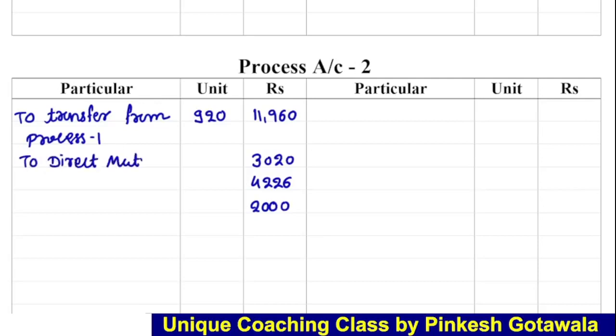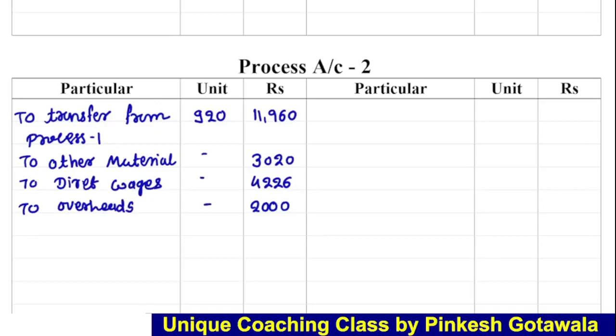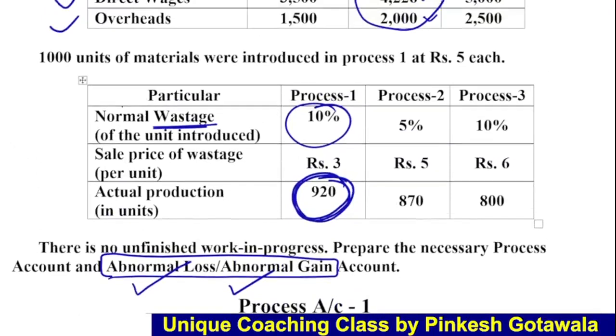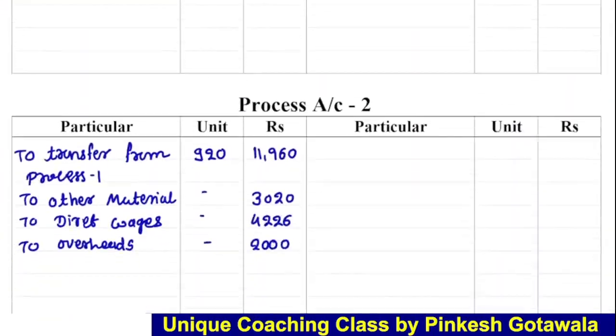The expenses are other material, direct wages and overheads. Now in process account 2 there is also the same point: there is a normal wastage, that means a normal loss. How many? That is 5%. So 5% normal wastage, normal loss.